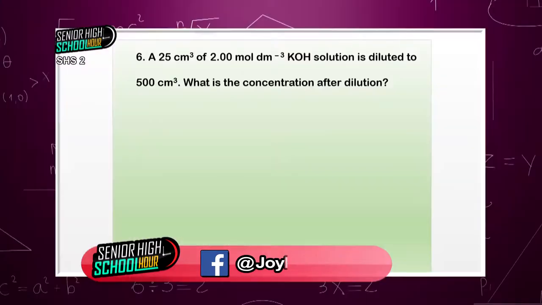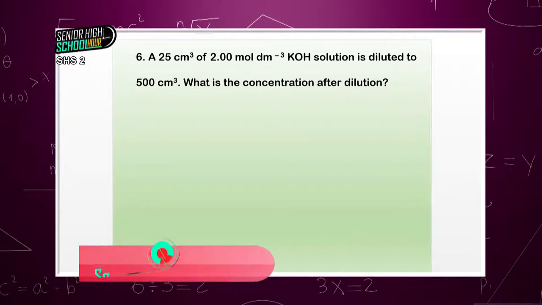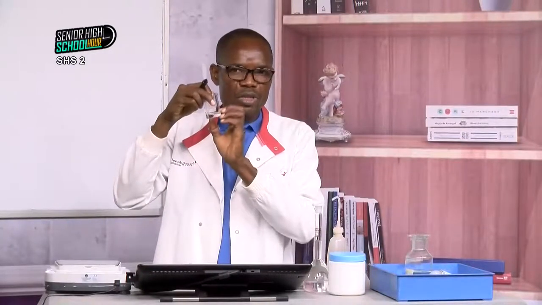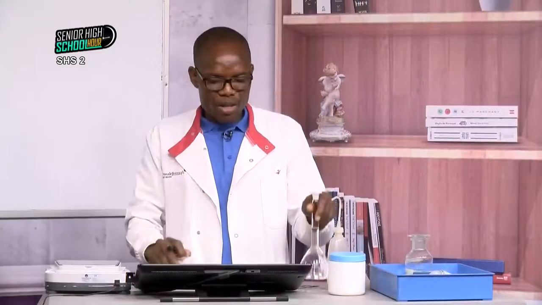Look at this one. A 25 cm cubed of 2.00 mole per dm cubed KOH solution is diluted to 500 cm cubed. What is the concentration after dilution? You realize that when we dissolved this, we added more water. We added more water, it means we have diluted. So we can do calculations on that.